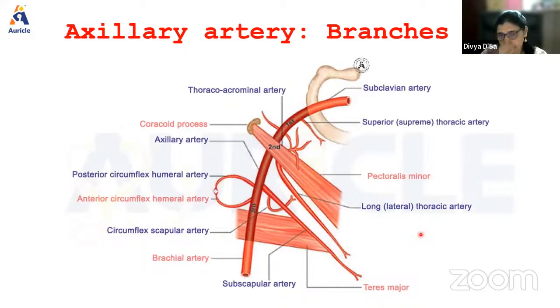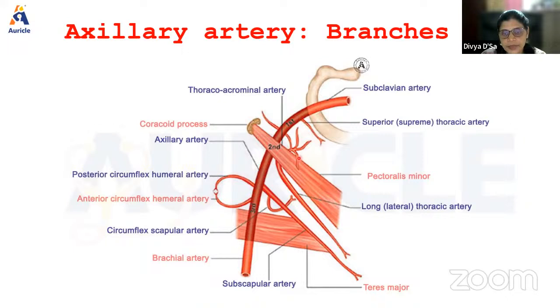Right. So branches. The branches now we say from the first part, the second part, and the third part. Okay. So from the first part, we have one branch. According to the part, the number of branches also comes. Basically, first part, 1 branch, second part, 2, third part, 3. So first part, we have the superior thoracic artery.